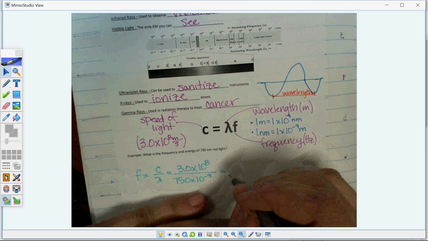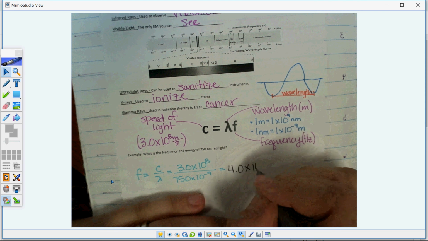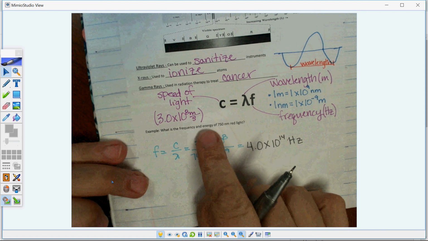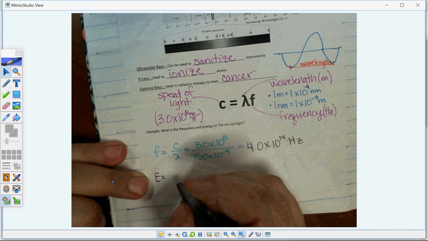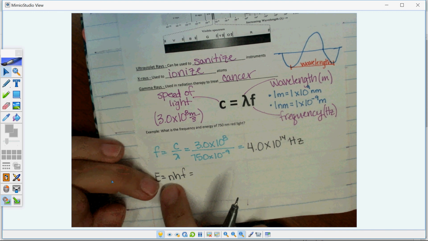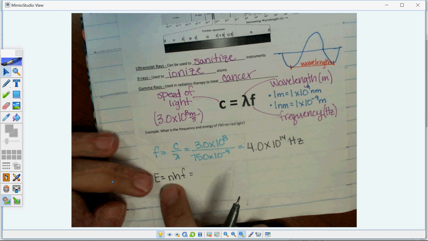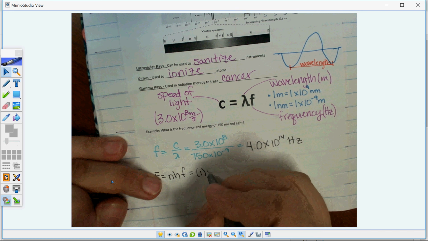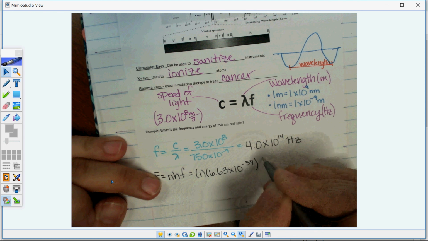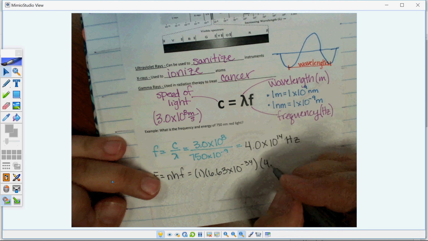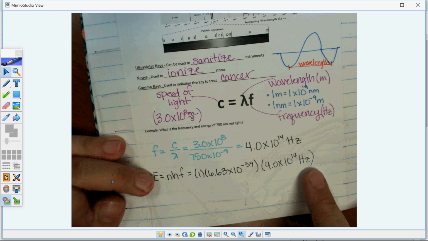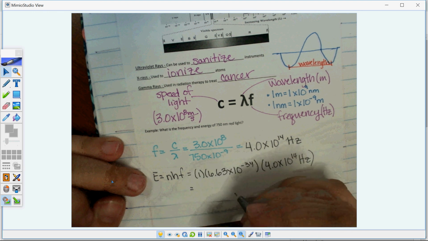Once you know the frequency, which I think was 4.0 × 10¹⁴ hertz, you can go on to solve for your energy, because E equals nhf. n, if it doesn't tell you, then you can make the assumption that n is 1. So we'll say n is 1. h is that 6.63 × 10⁻³⁴. And f is what we just solved for, so 4.0 × 10¹⁴ hertz. And then you simply multiply through to get your energy in joules.